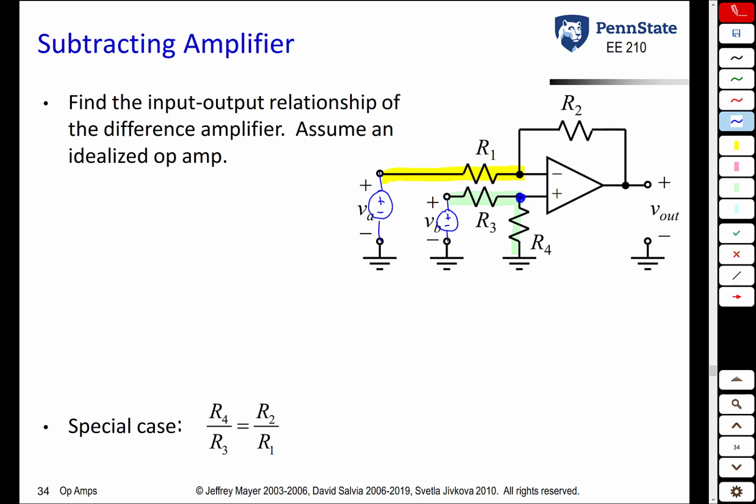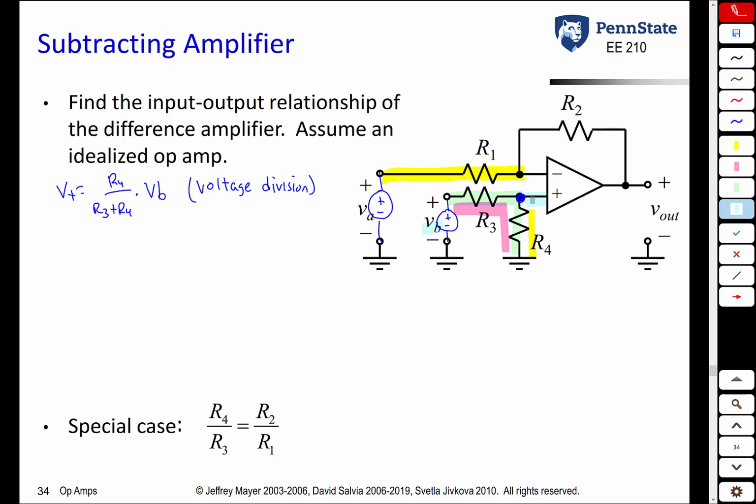From voltage division, V plus is simply R4 over R3 plus R4 times VB. It's voltage division. Once again, R3 and R4 are technically not in series because of this wire here, but because there's no current flowing through that wire for all intents and purposes, we say that R3 and R4 are in series, so we can still use the voltage division equation.